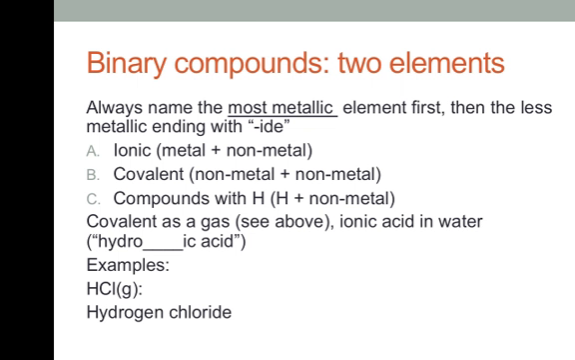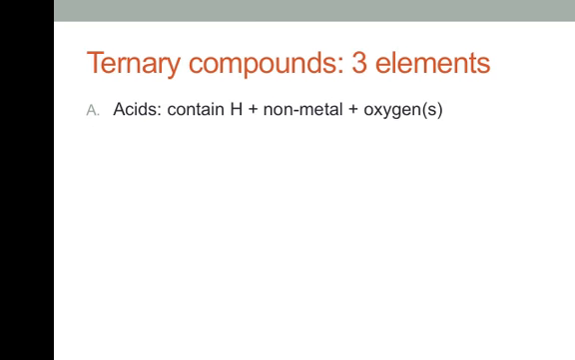But now HCl aqueous, so once you dissolve it in water, it becomes an acid. And so then we use this system, hydro, and then in the blank we'd say chlor. So hydrochloric acid. And that's it for binary compounds.